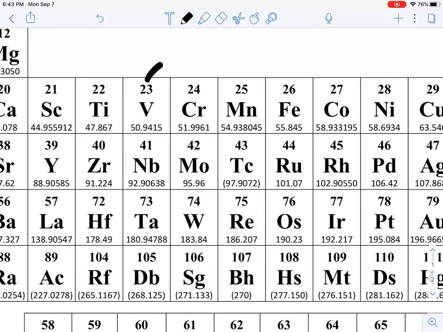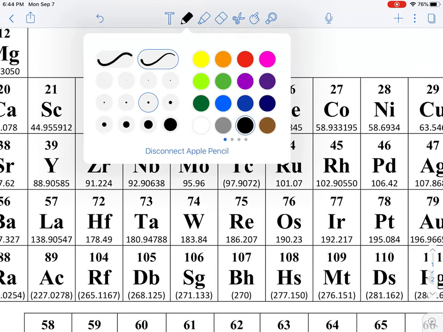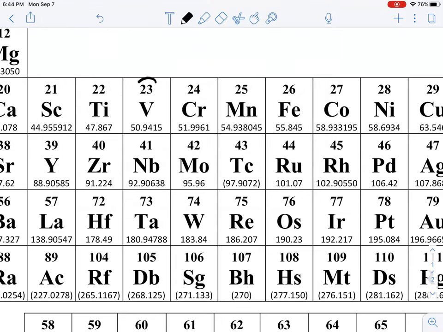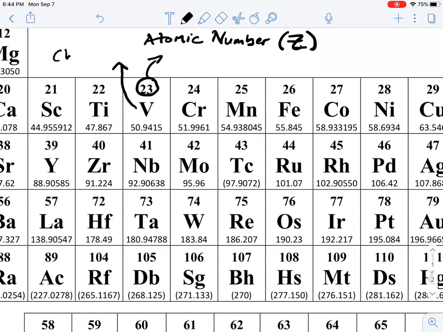The top number that you see in the periodic table is known as the atomic number. And typically the symbol for the atomic number, which we'll see again in isotopes, is the letter Z. The next piece of information, right below the atomic number, is the chemical symbol.